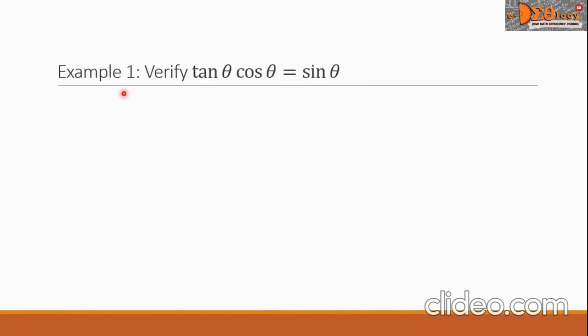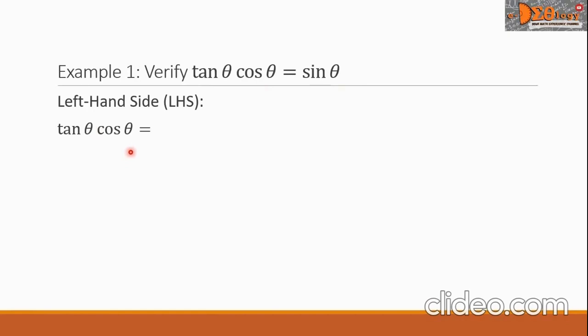Let us have example 1. Verify tangent theta cosine theta equals sine theta. We can see in this problem that the right-hand side is already simple, so we're going to simplify the left-hand side to make it equal to the right-hand side. I will copy the left-hand side member. Again, this is tangent theta, cosine theta.